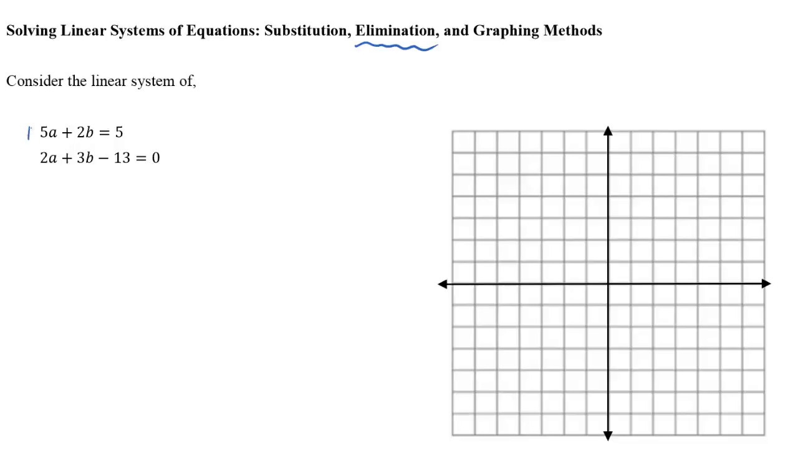I'm going to call this first equation 1. And this second equation, I'm going to move the 13 to the other side and call it 2. My goal here now is to eliminate a variable. I can eliminate a or I can eliminate b. Today I'm choosing a.